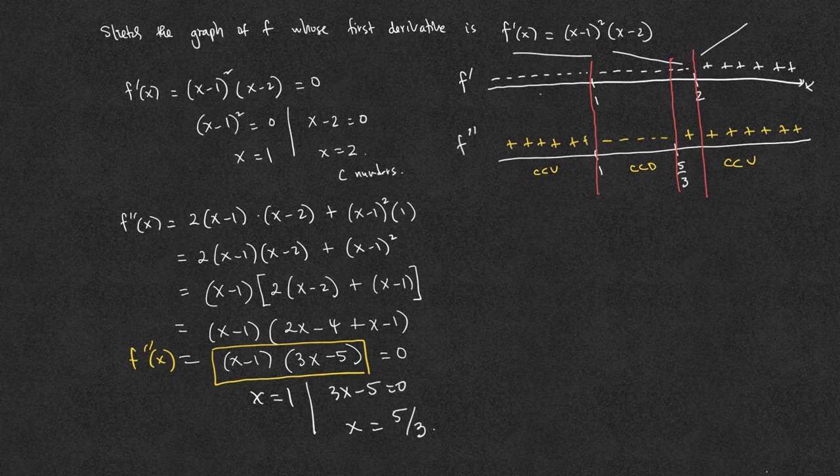From negative infinity to 1, we see that the graph is decreasing and concave up. From 1 to 5 over 3, the graph is decreasing and concave down. From 5 over 3 to 2, the graph is decreasing and concave up. And from 2 to infinity, the graph is increasing and concave up.